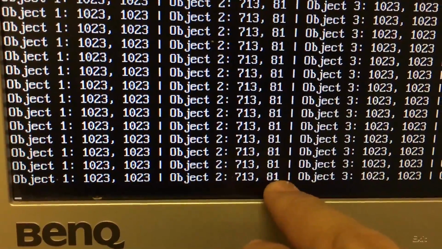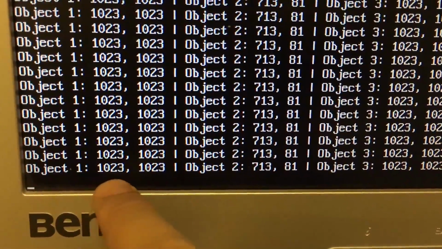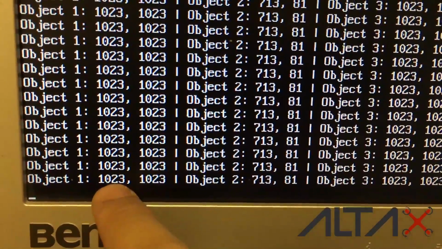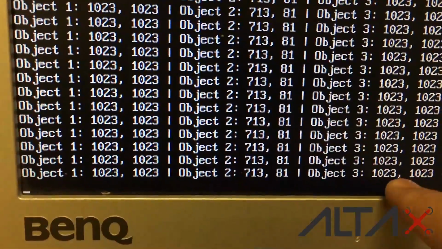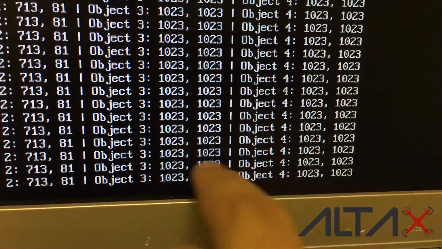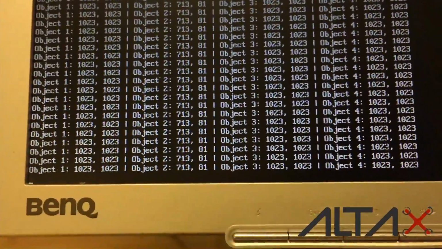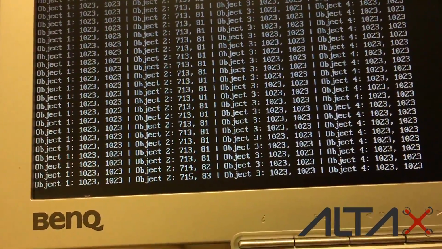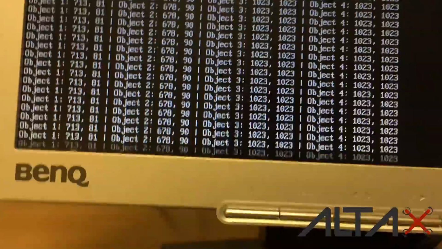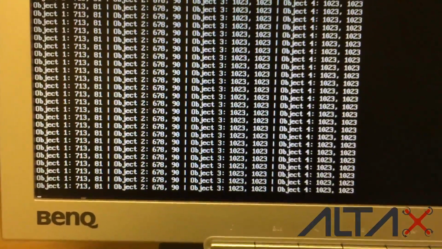that's the X and the Y coordinate. When you don't receive a coordinate, it's gonna be 1023. It can detect up to four objects. So I'm gonna remove it, and you will start seeing the position again. So I'm gonna make this one move.